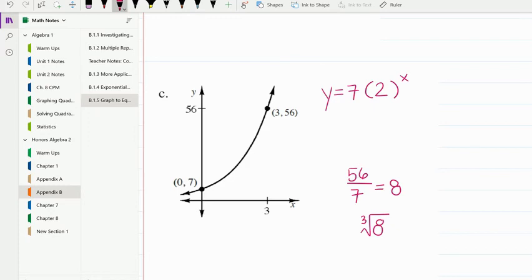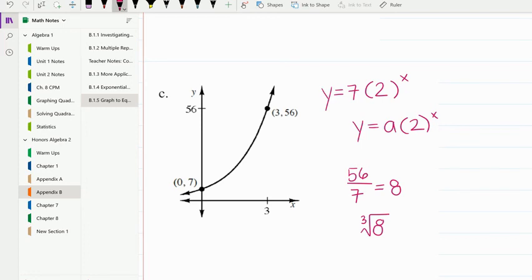So again, how you do that, let's say I had (0, 7), then I had (5, something). We would take that number, divide by 7, and then because it was 5, I would do the 5th root. Now on some of these problems, they don't give you the intercept. So what you can do is say, we know that the rate is 2, so you would have it in this form, and you could plug in one of the points, and that would allow you to solve for a.